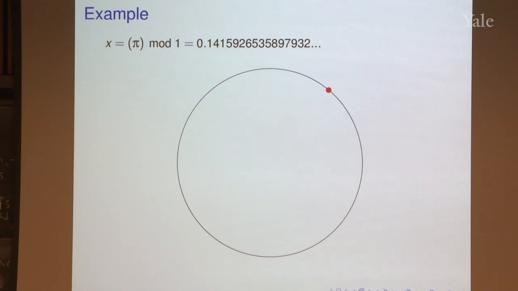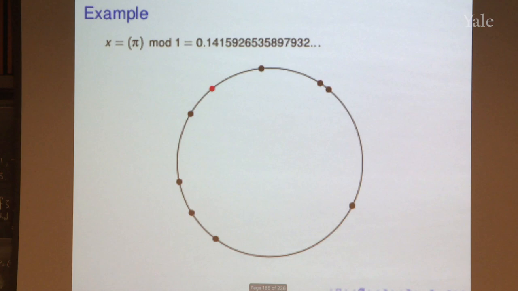Okay, so let's do an example. If I take pi, get rid of the 3 because we're looking at a point on the circle, 0.141592, and so on. So I mapped this out for a little while. Okay, it doesn't really look very ordered. It's just bopping around all over the place.